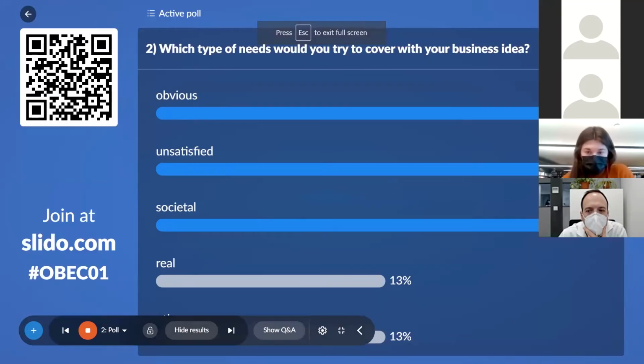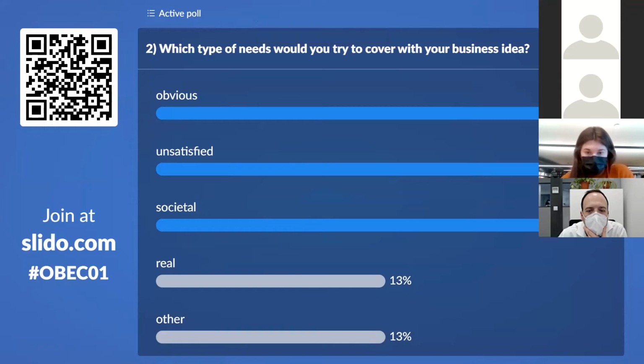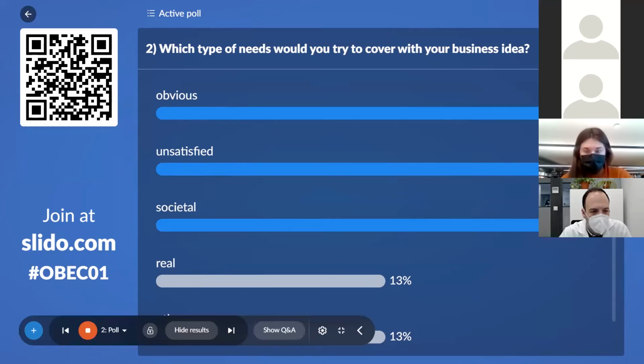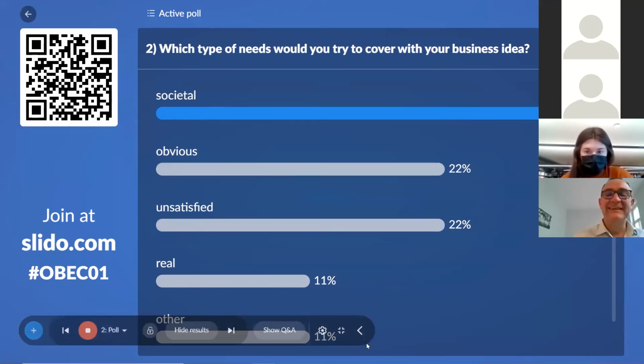So which type of needs would you try to cover with your business idea? And there is a status quo between obvious, unsatisfied, societal, real, and other. Yeah, it would be interesting, the 30% of people who mention other, what they have in mind. Maybe you can identify them? I can't, everybody votes anonymous, but maybe somebody wants to take the floor. They're more than welcome to explain.